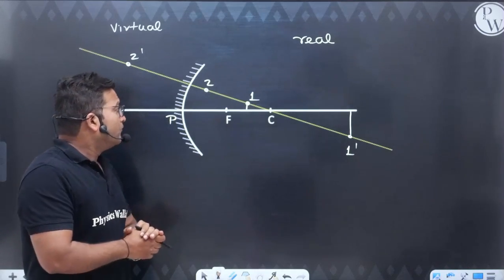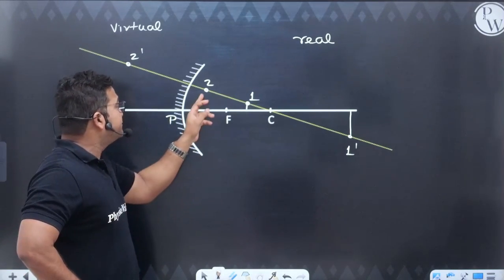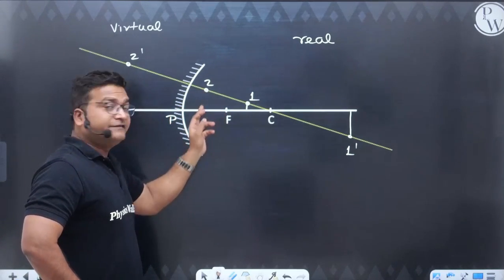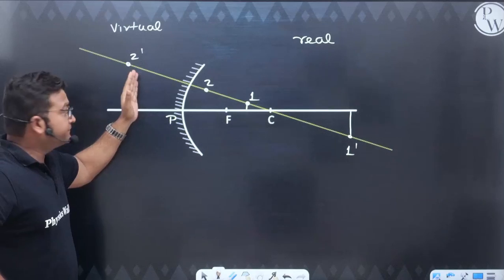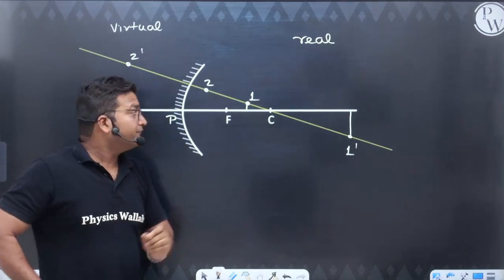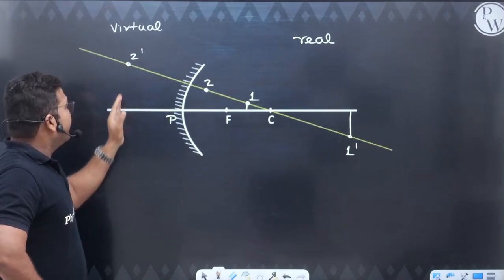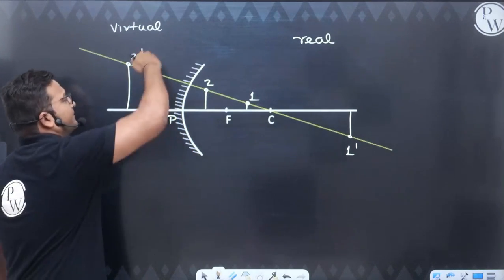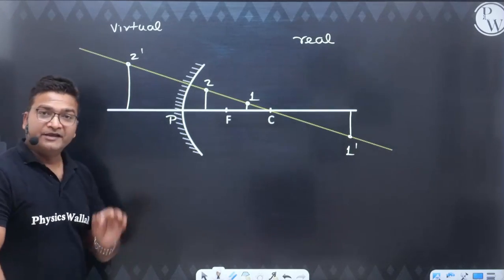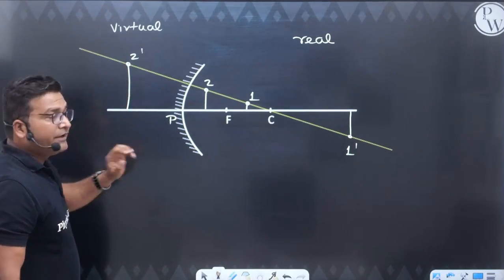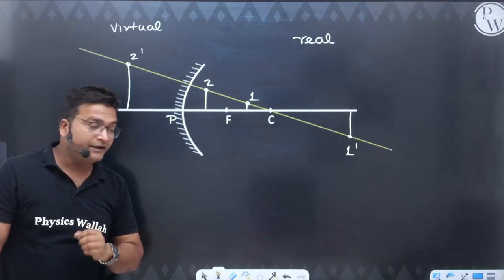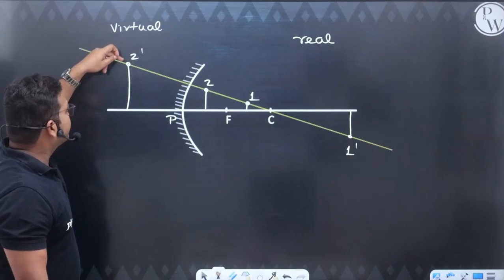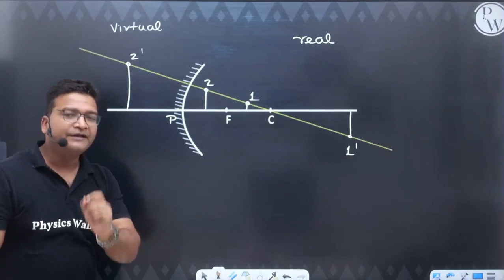If they say, what happens if we have a real object between pole and focus? So if we have the object between pole and focus, its image is on this side, because this 2 dash is actually the conjugate point of 2. So this is the image. This image is erect because they both are on the same side of the principal axis. The image is bigger, as you all can see. The image is virtual because it is on the virtual side, right? So that is your answer. If the object is here, the image is 2 dash, the image is erect, the image is virtual.